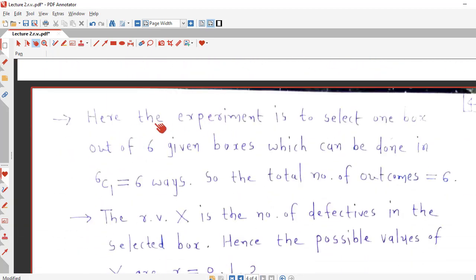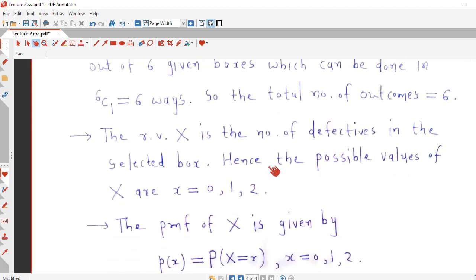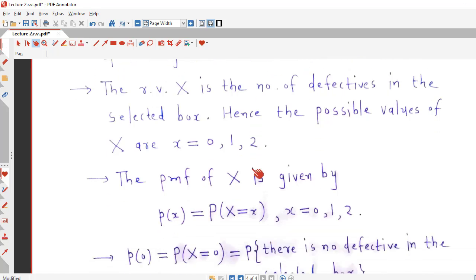So here I have written, here the experiment is to select one box out of 6 given boxes, which can be done in 6C1, that is 6 ways. So the total number of outcomes are 6. The random variable x is the number of defectives in the selected box. So the possible values of capital X are 0, 1 and 2 as I discussed.